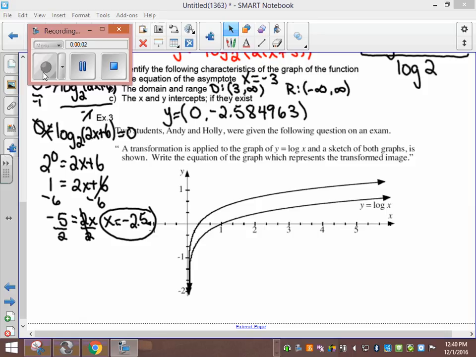Two students, Andy and Holly, were given the following question on an exam. A transformation is applied to the graph of y equals log x, and a sketch of both graphs is shown. Write the equation of the graph which represents the transformed image.